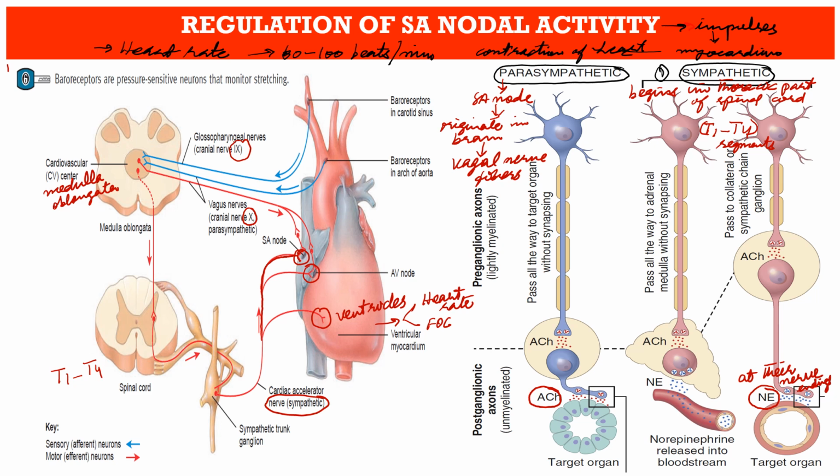While the parasympathetic nerve fibers pass along the vagus nerve, and through the vagus nerve they pass to the SA node, and at their nerve endings they release acetylcholine as a neurotransmitter.